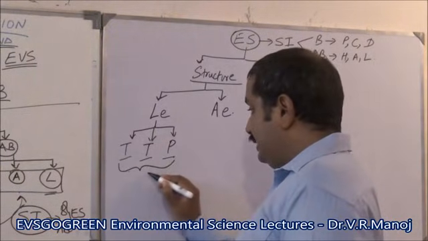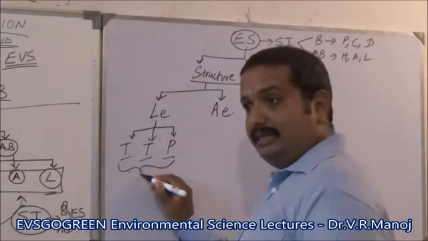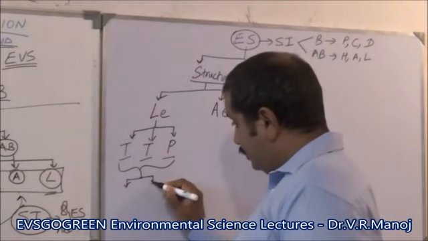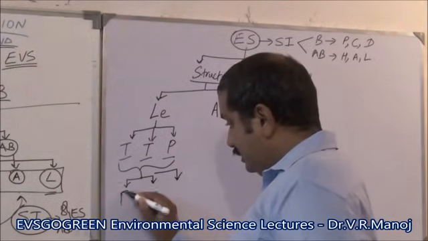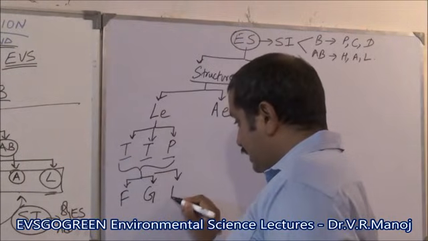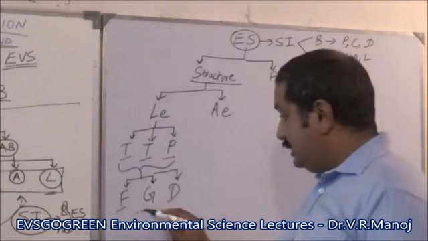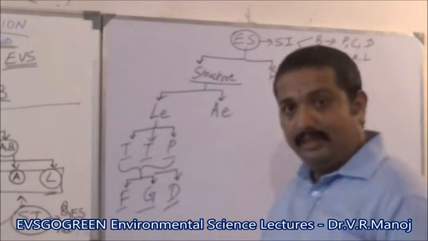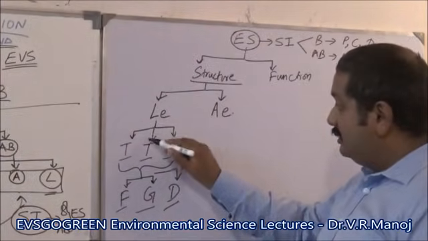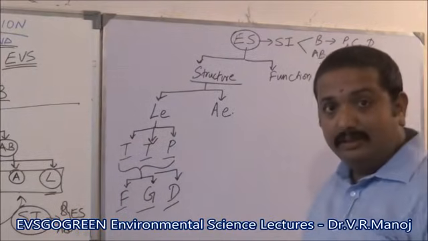And all these three types are found in the three basic types of land ecosystem. What are they? Forest, grassland and desert ecosystem. Forest, grassland, desert ecosystem. Okay, so this is the structure of the land ecosystem.